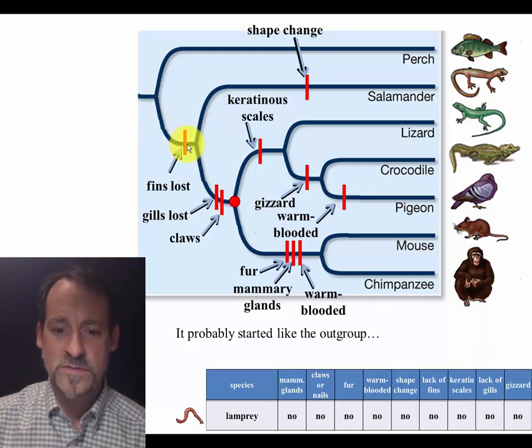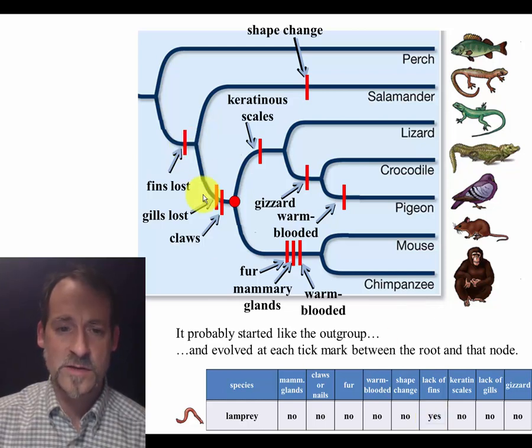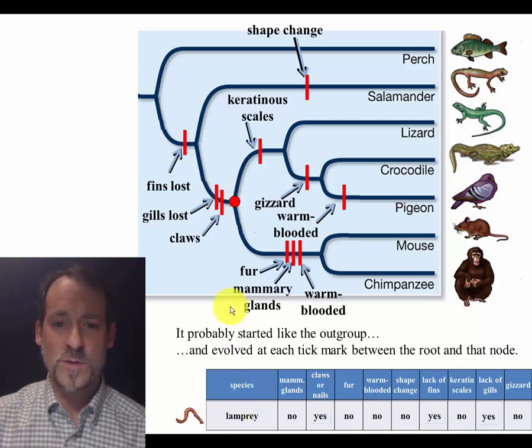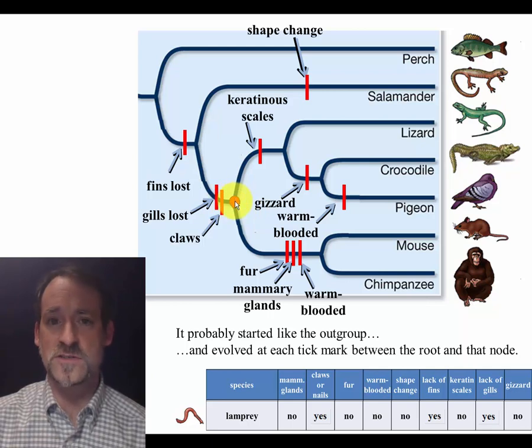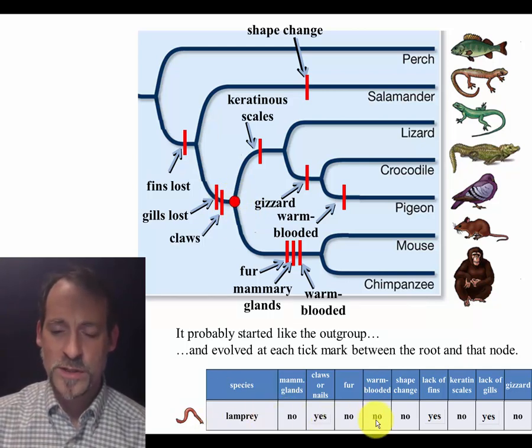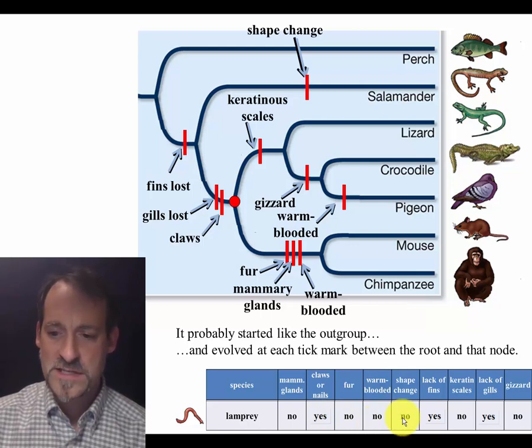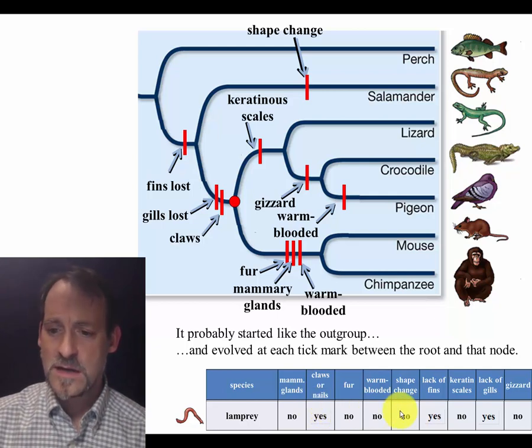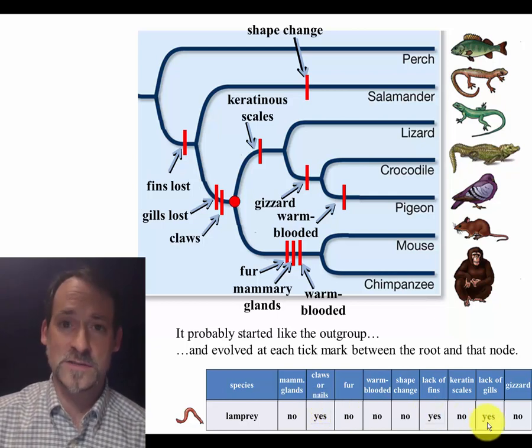Oh, okay, so we've got a lamprey, except it lost its fins. So, all right, we've got an organism without a fin. We're going to keep going here. Oh, it lost the gills too, and it got claws. So that's what we've got. It's not a lamprey anymore, but whatever the ancestor to all the amniotes was, it didn't have mammary glands or fur, it wasn't warm-blooded, didn't go through metamorphosis or have keratin scales or gizzard, but it did have claws or nails. It didn't have fins, and it didn't have gills.